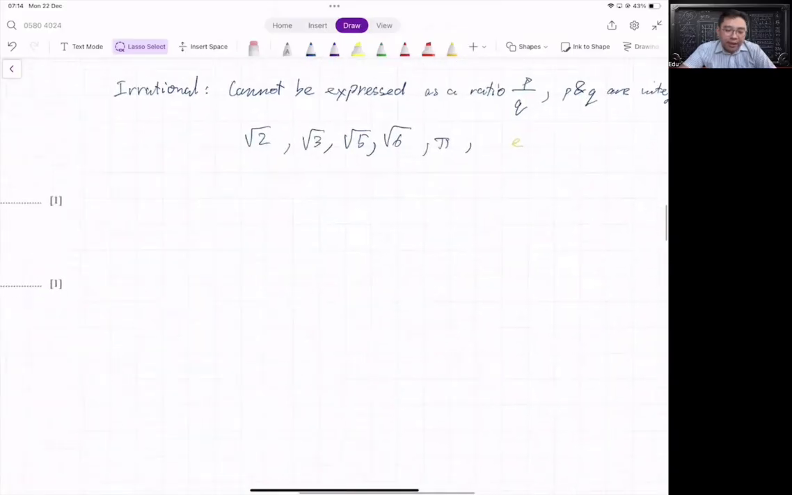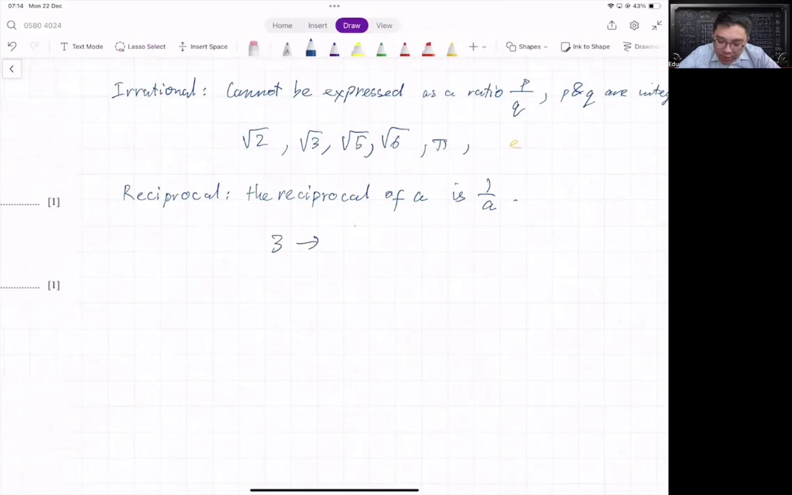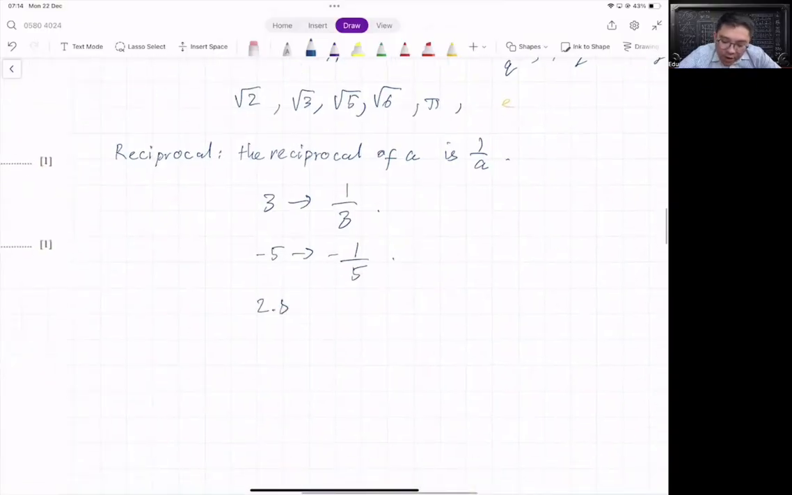Okay, and very lastly, we have reciprocal numbers. So what is a reciprocal? The reciprocal of A is 1 over A. So for example, if it's 3, it is going to be 1 over 3. If it's -5, it's going to be -1 over 5. If it's 2.5, you first turn it into 5 over 2, and then the reciprocal of it is going to be 2 over 5. So on and so forth.